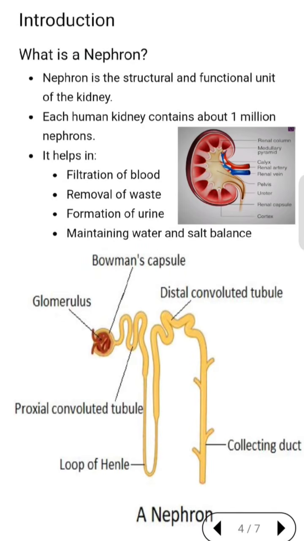Today we will discuss the structure of the nephron. The nephron is the structural and functional unit of the kidney, and each human kidney contains about 1 million nephrons. It helps in the filtration of blood, removal of waste, formation of urine, and maintaining water and salt balance. And here you can see the structure of the nephron, and the nephron is present inside the kidney.